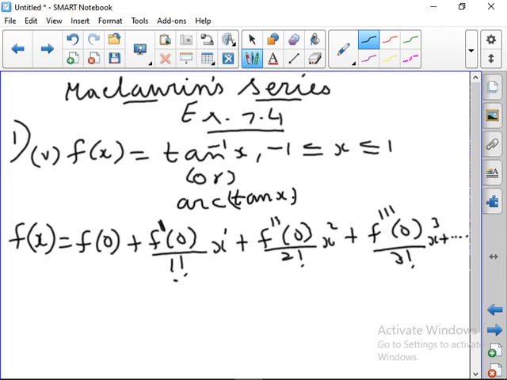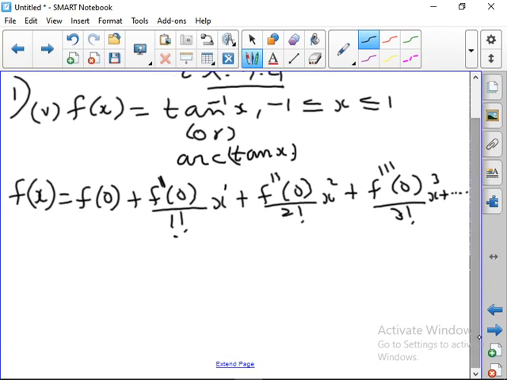f of x is equal to tan inverse of x. Okay. So what is f of 0? f of 0 is equal to tan inverse of 0. So we can put the table also. So what is the table? Function and its derivatives, or f of x and its derivatives.